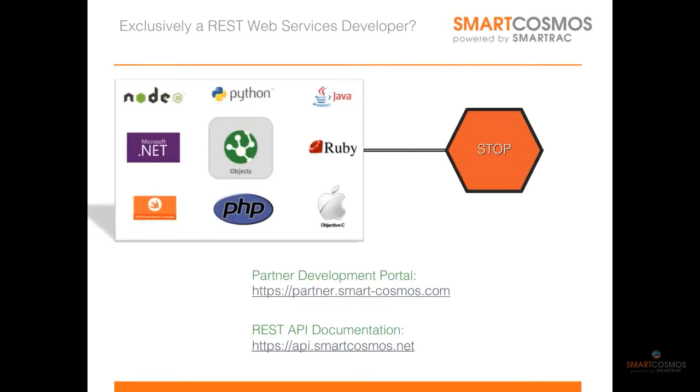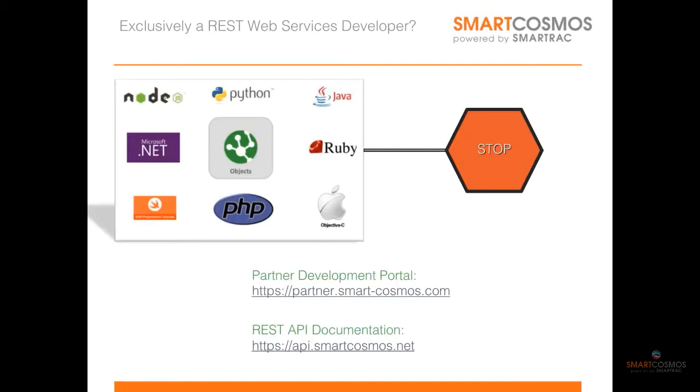But before we get started, if your interest is merely using a programming language like Python, Ruby, .NET, or perhaps even Java, just to call into an existing object server using REST web services, then you're technically not developing extensions. In this case, you might want to consider stopping the lesson and instead review the materials at our Partner Development Portal and our REST API documentation.